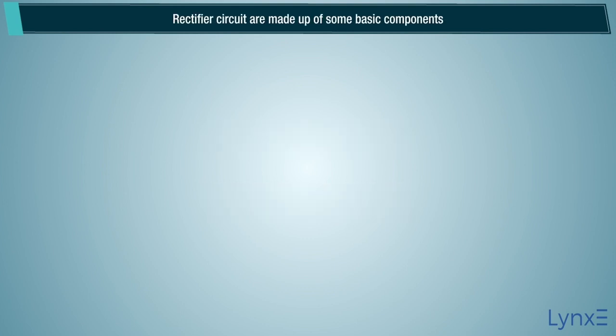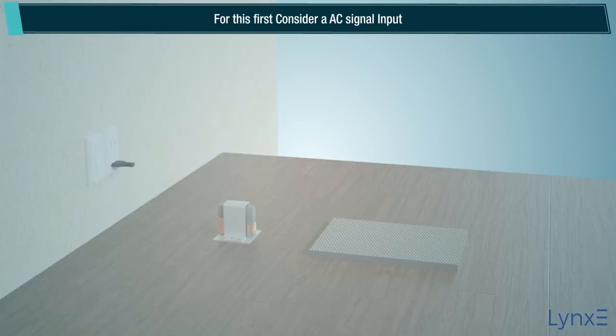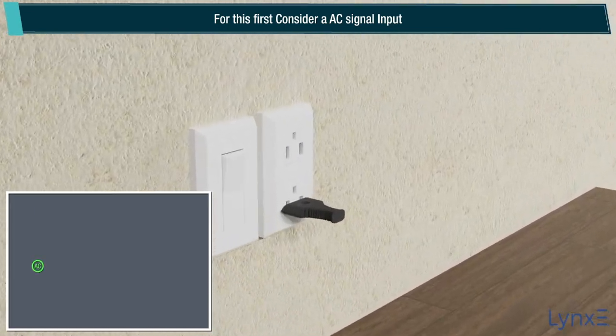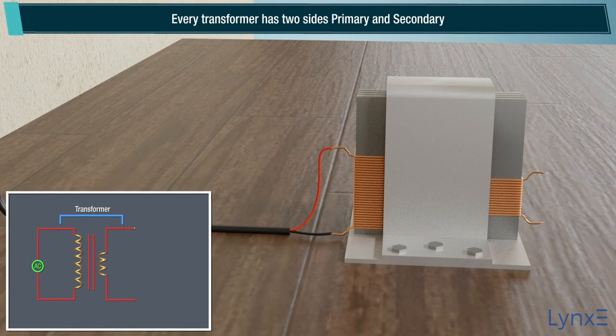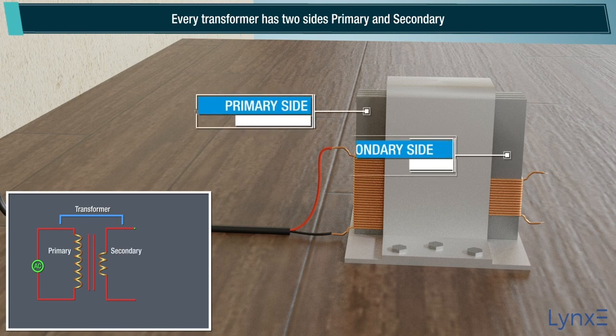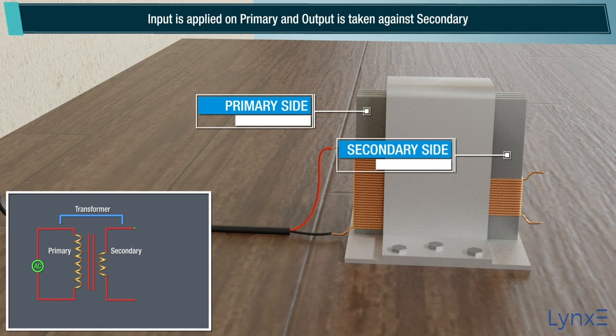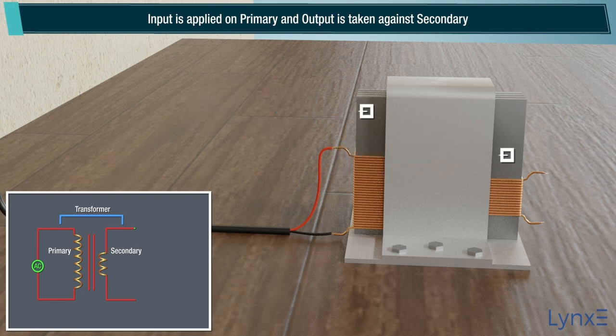Rectifier circuits are made up of some basic components. For this, first, consider an AC signal input. The next component is the transformer. Every transformer has two sides, primary and secondary. Input is applied on primary, and output is taken from secondary.